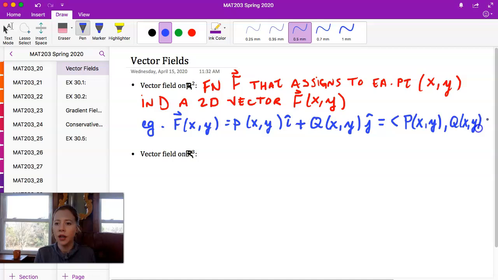And so enclosing these in the carets shows that we're dealing with a vector, whereas the p of x and y here would be our equation for our x component, our x direction, and this q of x and y will be the equation or the function for our y direction component. And p and q are scalar fields.